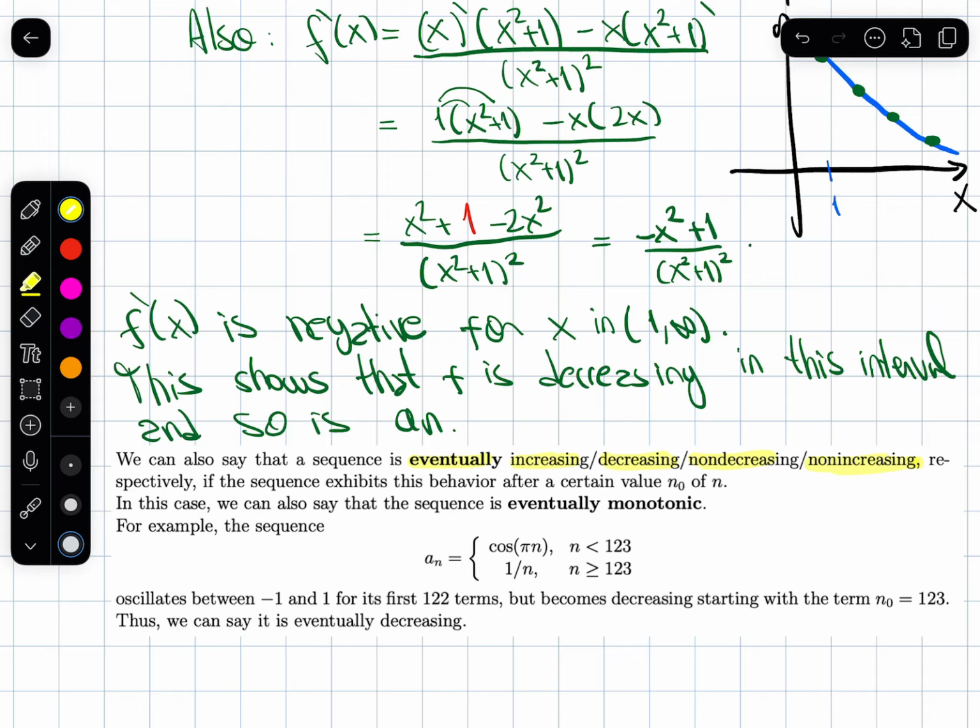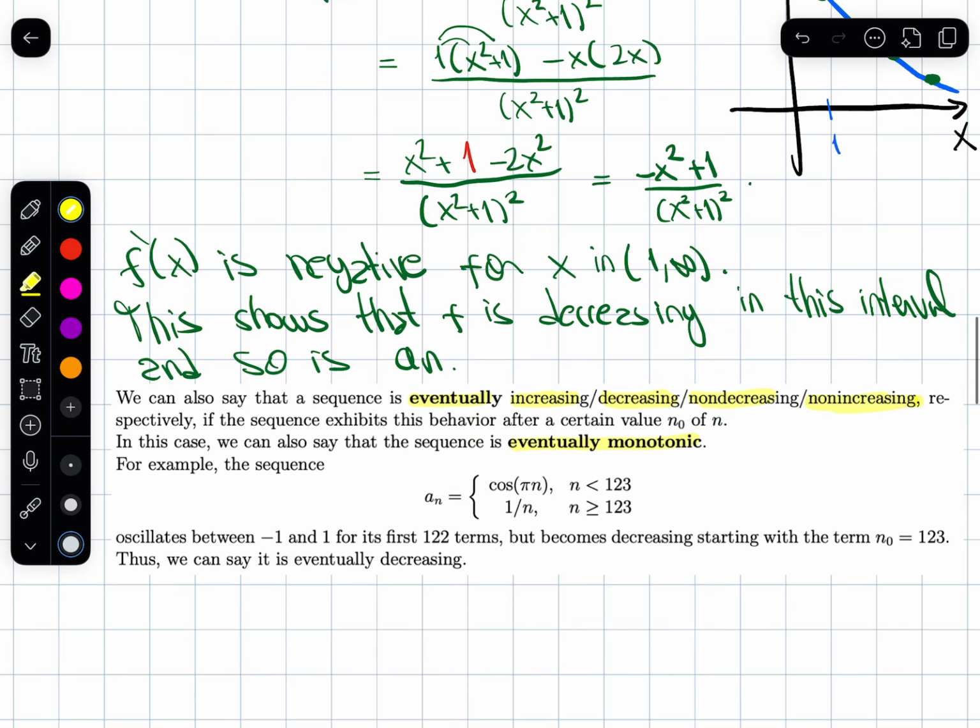This is not standard nomenclature. This is something that I've made up, and I hope it catches on, because I think this is a very good, very concise way to talk about this idea. And I will say also that this sequence is eventually monotonic if one of those four things happens: if it's either eventually increasing, eventually decreasing, eventually non-decreasing, or eventually non-increasing.